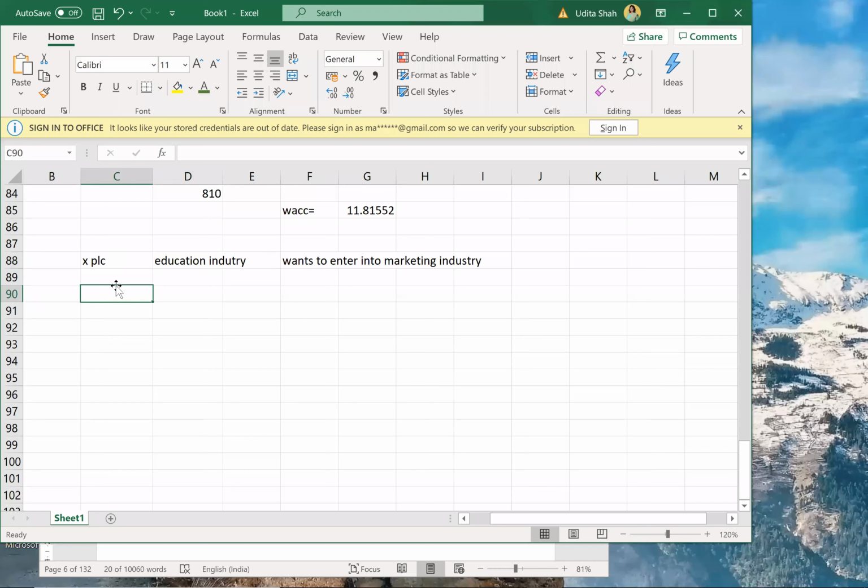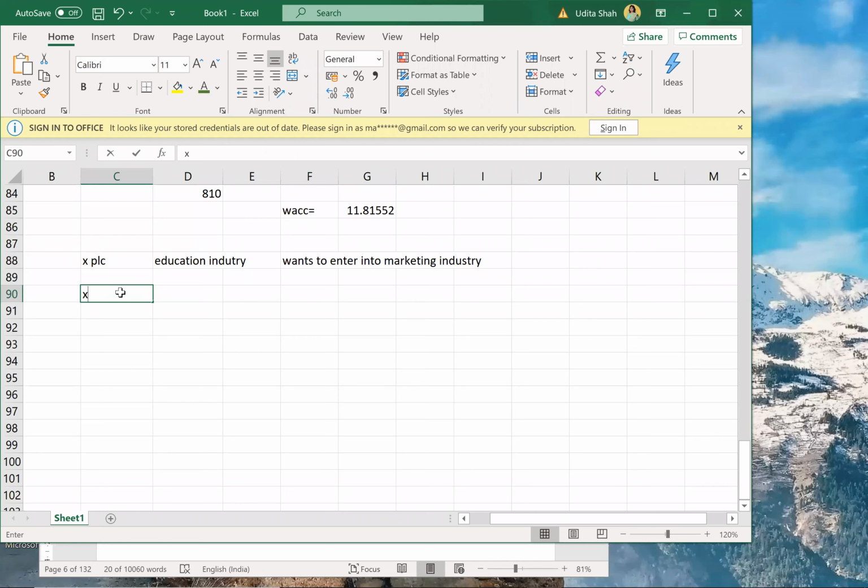Beta of asset is the same for all the companies within the same industry. So that's why beta of asset of X and Y remain the same. So XPLC is right now in the education industry and wants to enter into the marketing industry.